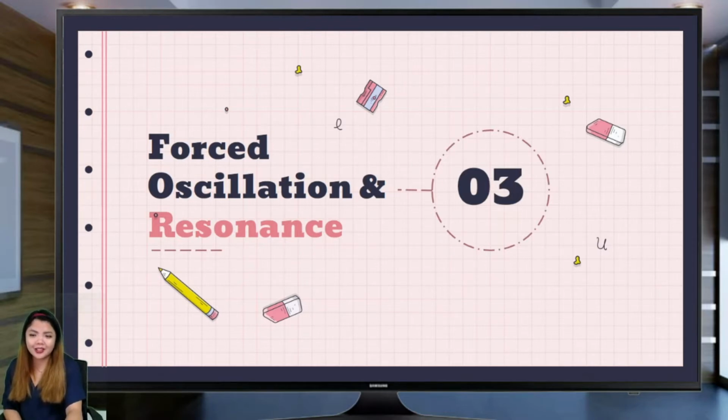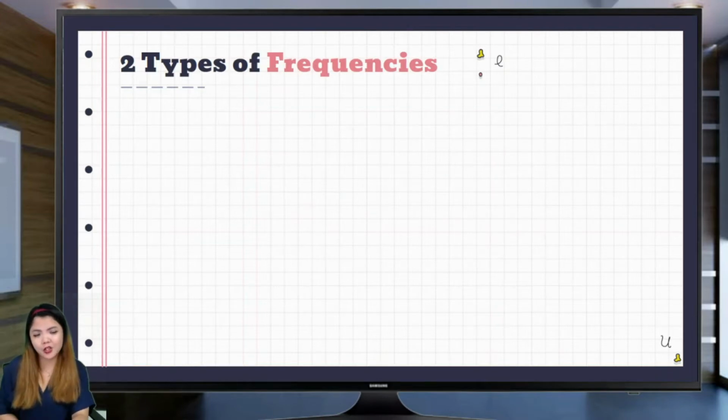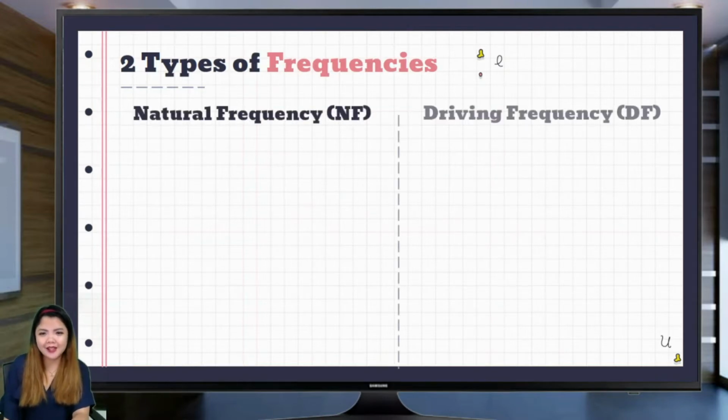Now we have here the third type of oscillation, which is the forced oscillation. So for this lecture video, we will discuss forced oscillation and let's relate it to the concept of resonance. Okay? So let us first get to know the two types of frequencies. First we have the natural frequency and the second, the driving frequency.